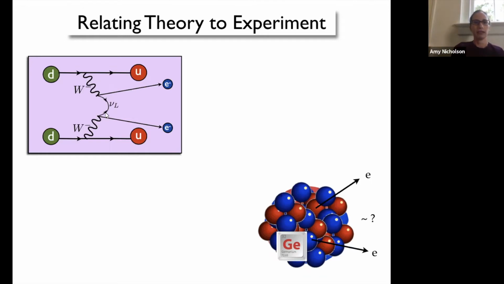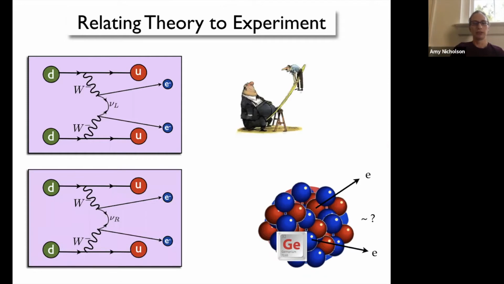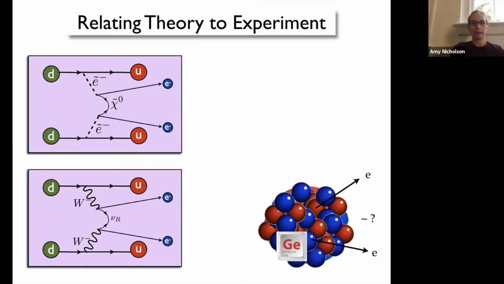So another type of mechanism besides this light neutrino exchange, I mentioned in the seesaw model, there are also heavy right-handed neutrinos. So I could, instead of exchanging a left-handed neutrino, exchange a heavy right-handed neutrino. That hasn't been included into the theory calculations. There are also mechanisms that have nothing to do with neutrinos that can still produce this decay where you have two electrons coming out and no neutrinos. So for example, some supersymmetric theories include exchanges of superpartner particles that can produce this decay.